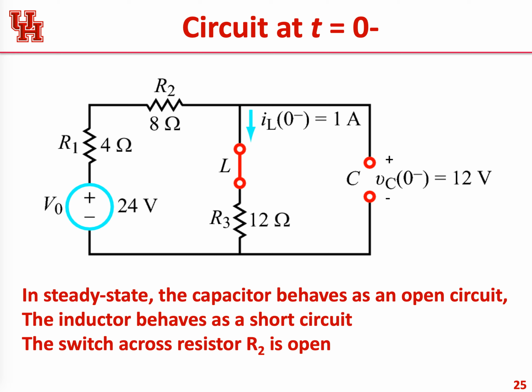So now the initial current is going to be basically 24 volts divided by the sum of these resistors, right? 8 plus 4 is 12, plus 12, that's going to be 24, so this is going to be 1 amp, right?